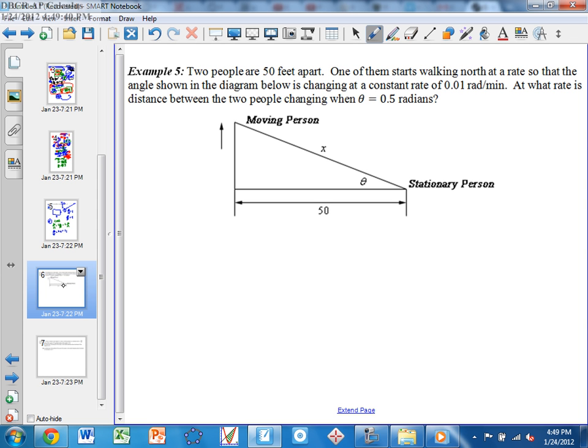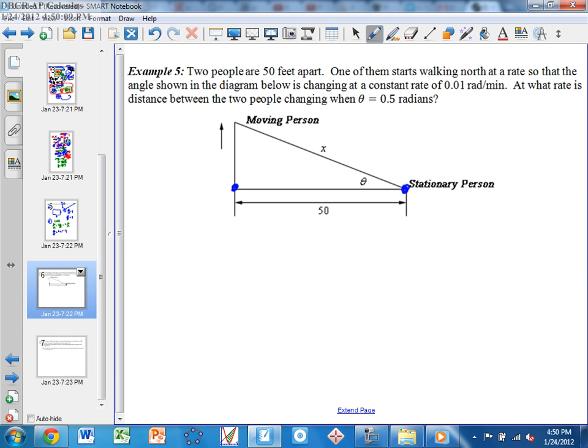Two people are 50 feet apart. That person is standing still. This person is moving. One of them, again, so this person starts here. They're 50 feet apart. That's where the 50 comes into play. And one person is moving. One of them walks north. So they show you the person is walking north. What would you call that? So the rate at which they walk would be called what? dy dt.